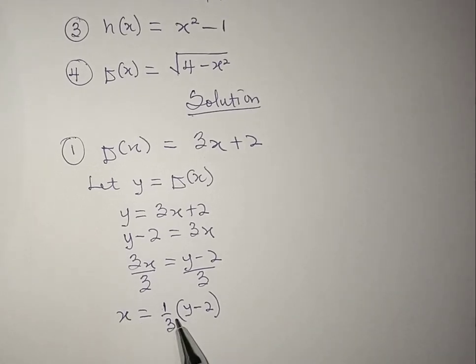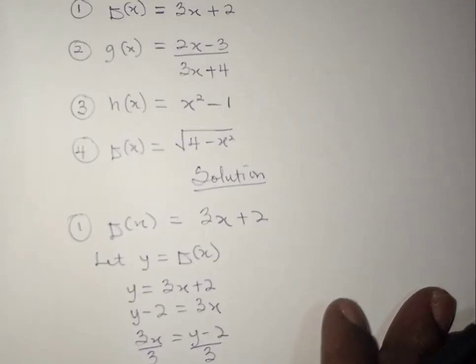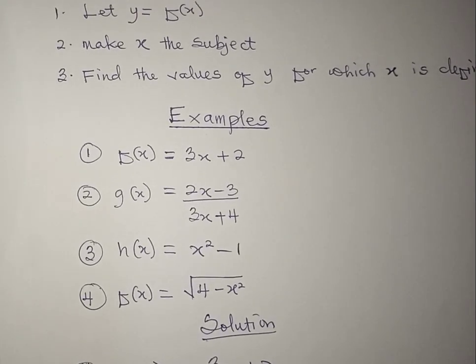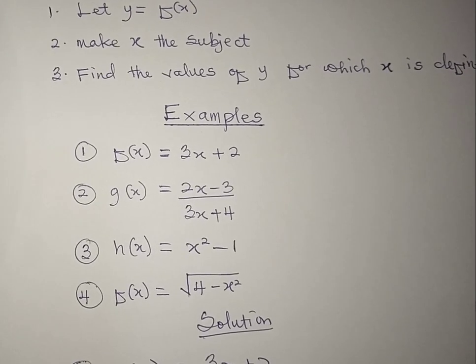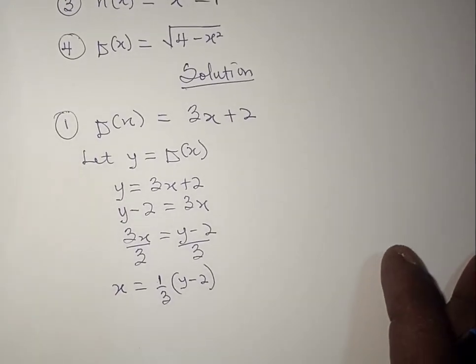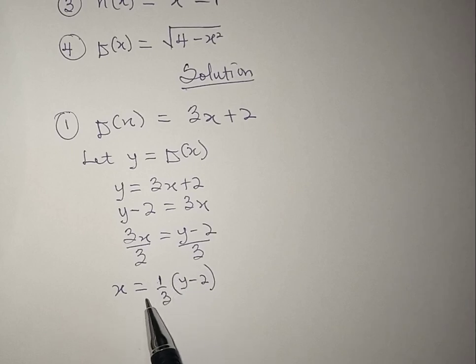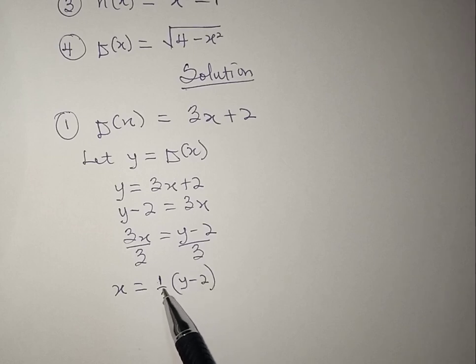So to find the range, we are saying that now we are done with the second step. What does the third step say? The third step also says we should find the values of y for which x is defined. So what this means is that the new equation we have gotten, we have made x the subject, then we are going to find values of this y that will make the function defined. Now looking at this, you realize that you can plug in all real numbers and so x will be defined.